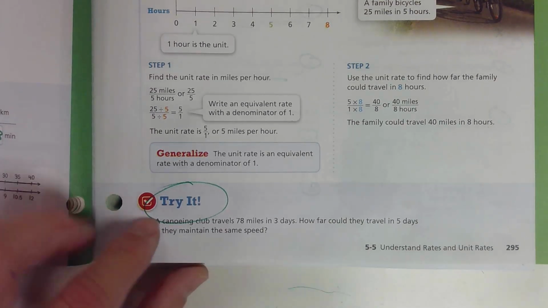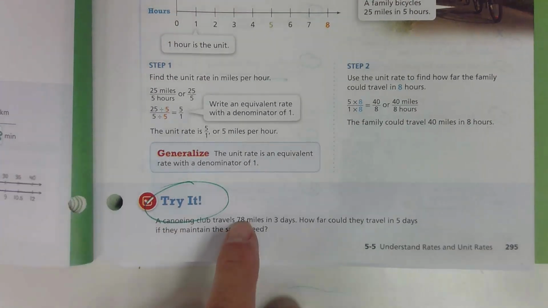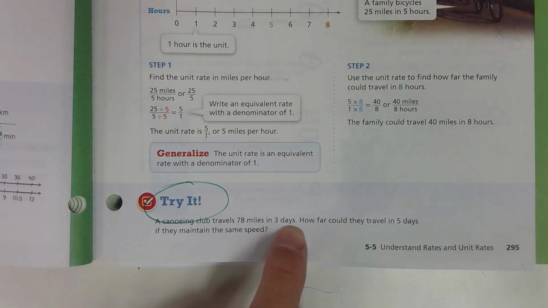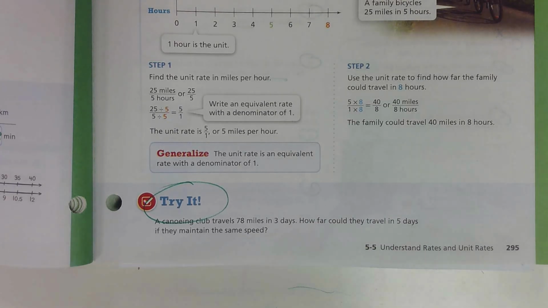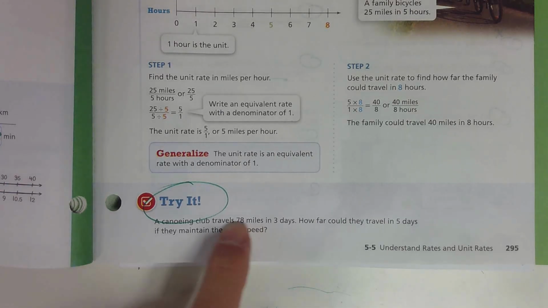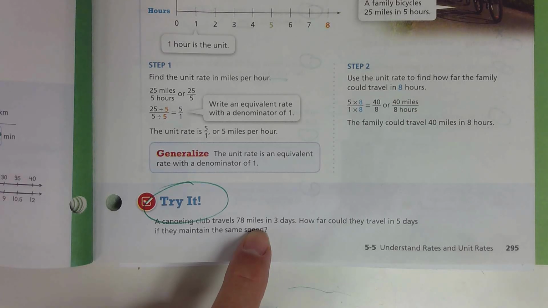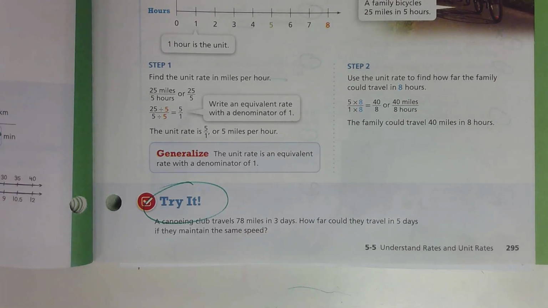Let's look at the triad here. It says a canoeing club travels 78 miles in 10 days. How far could they travel in 5 days if they maintain the same speed? So we need to figure out a unit rate. How would we do that? How would we figure out how far they travel in 1 day?